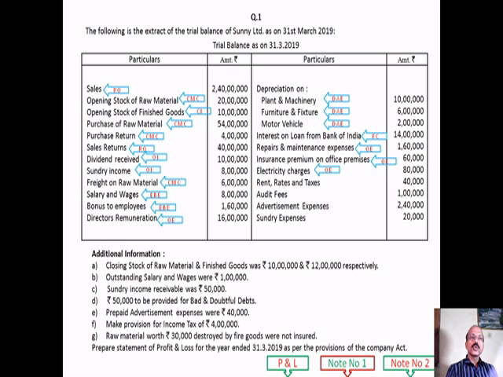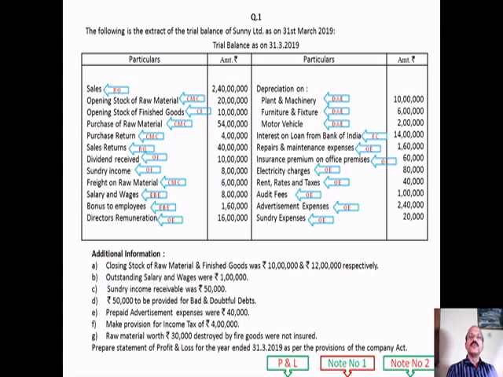Electricity charges are also other expenses. Rent, rates and taxes are also other expenses. Audit fee is also part of other expenses. Advertisement expenses are also other expenses. Sundry expenses are also charged to other expenses. So we have finished the trial balance. Let us see the adjustments.